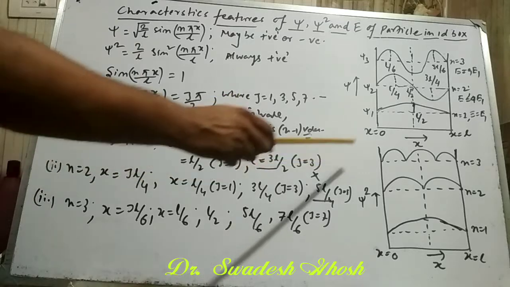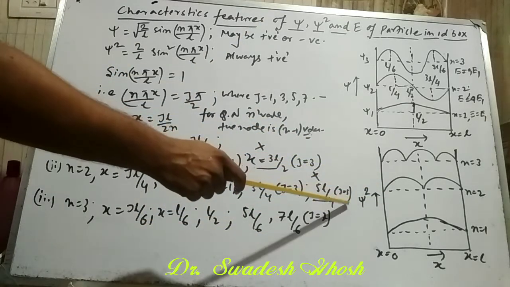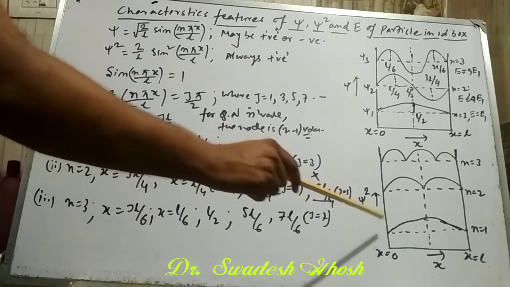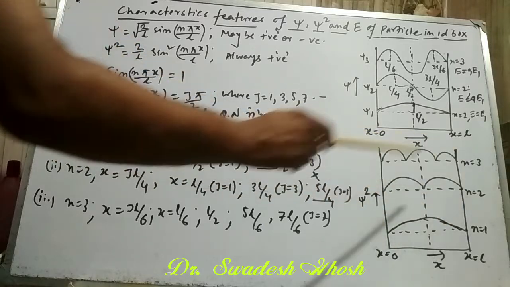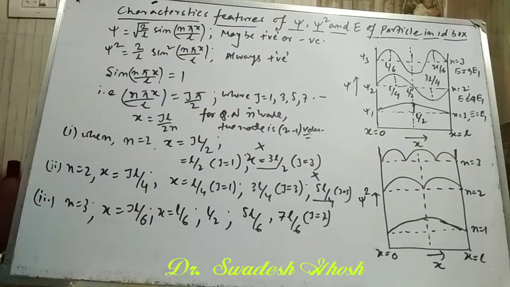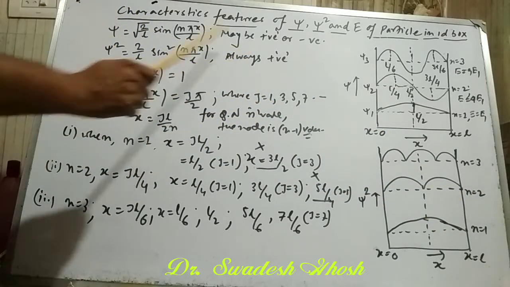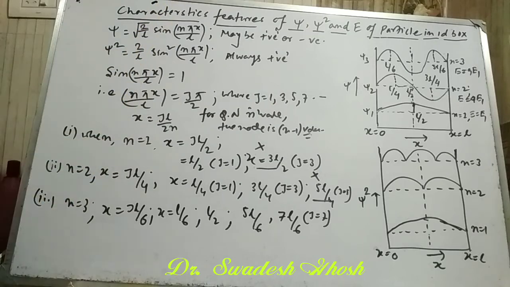But from this plot of psi square against x, we have seen that the peak of the wave function for n equal to 1, n equal to 2 and n equal to 3 is always positive, because from this expression psi square is always positive.